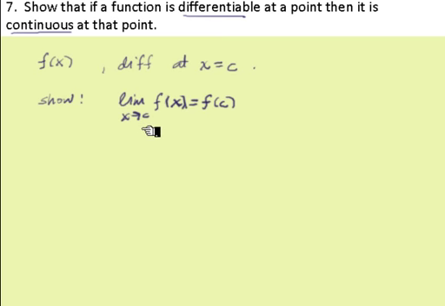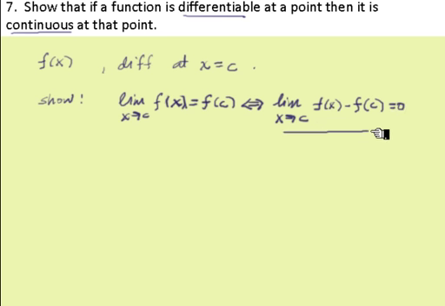Now, showing that the limit as x goes to c of f of x is equal to f of c is the same, if we just subtract f of c from both sides, as showing that the limit as x goes to c of f of x minus f of c is equal to 0. All right, so this is what we want to show. All right, so let's start with that. The limit as x goes to c of f of x minus f of c.